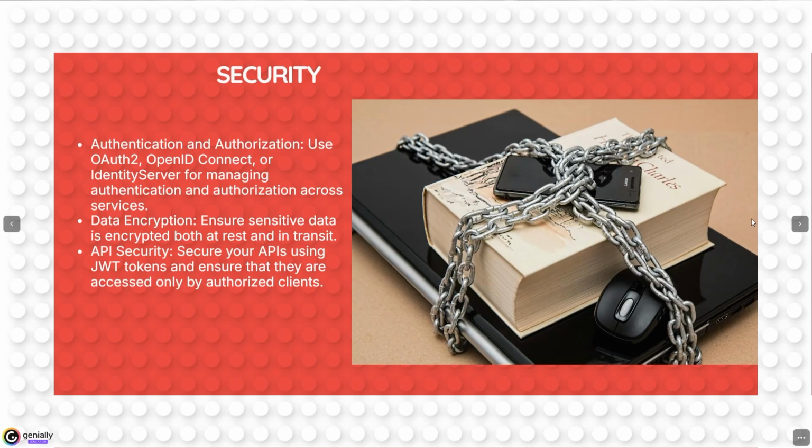And next, security. Authentication and authorization. Use OAuth 2.0, OpenID Connect or IdentityServer for managing authentication and authorization across services. Next one is data encryption. Ensure sensitive data is encrypted both at rest and in transit. Next one is API security. Secure your APIs using JWT tokens and ensure that they are accessed only by authorized clients.